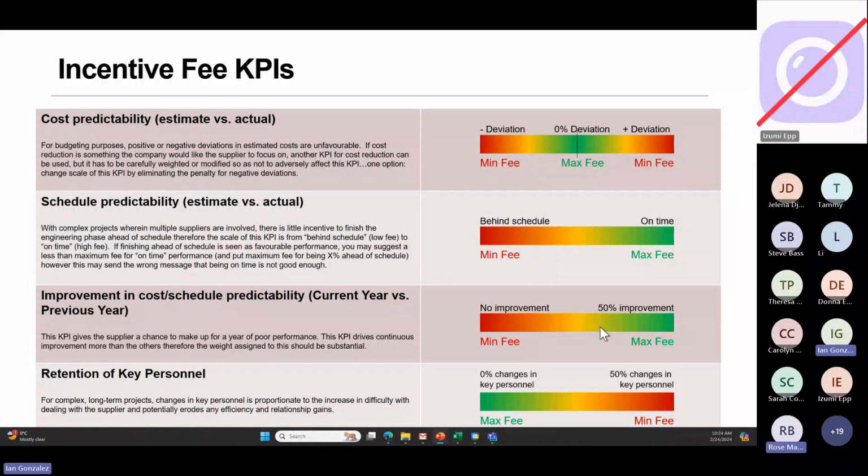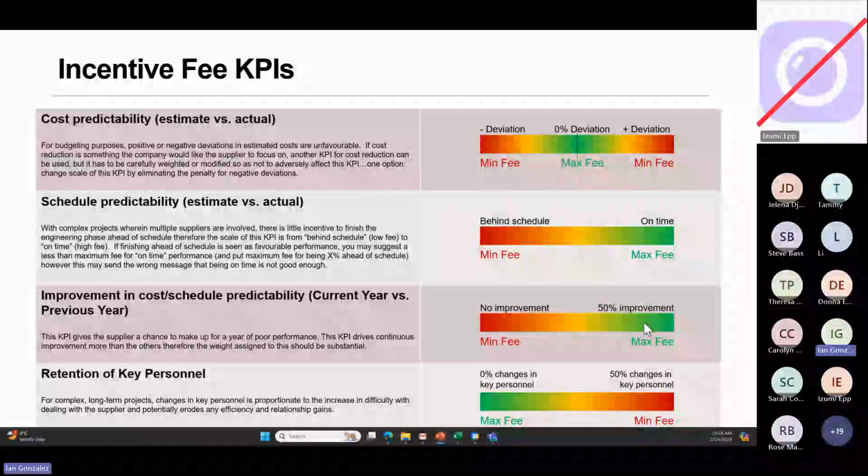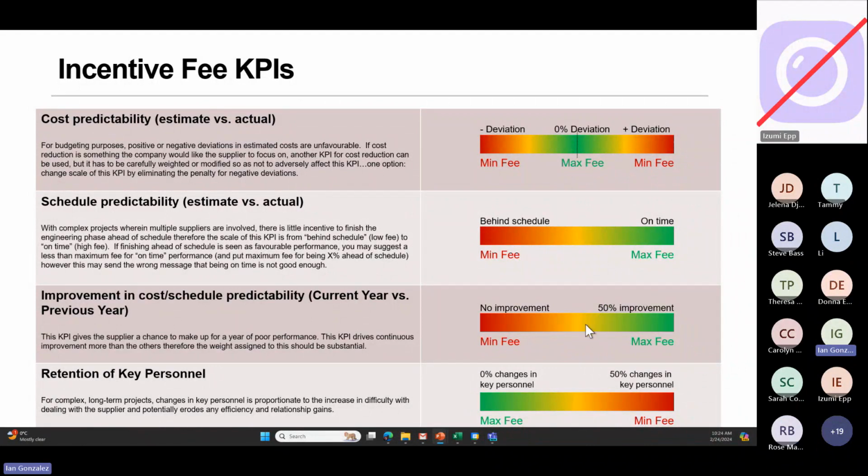So if there are improvements in predictability for cost and schedule, they get a fee for that, right? Or a portion of that maximum fee. You can structure this so that the maximum fee is just a number, right? And everything here is a percentage. Yeah, but you're measuring the change, not the actual cost or schedule predictability, right? And that's why this kind of commercial agreement only works if it's a long-term agreement, because you need time to measure the change, right?